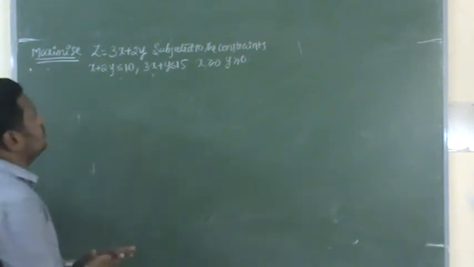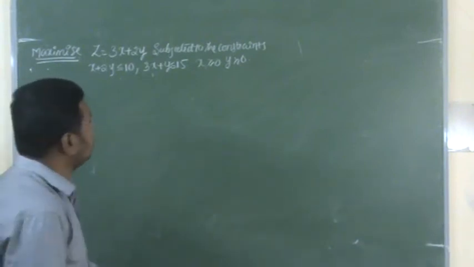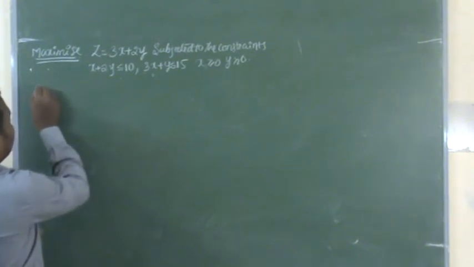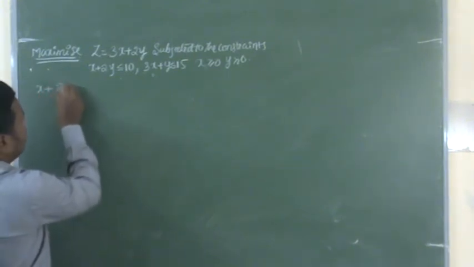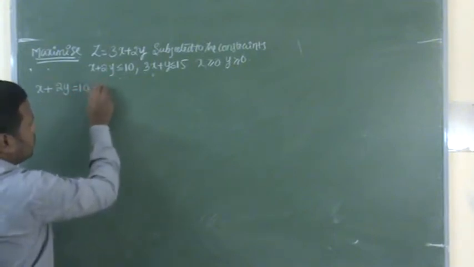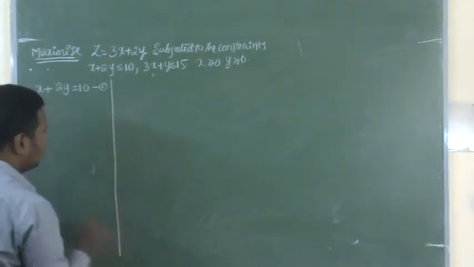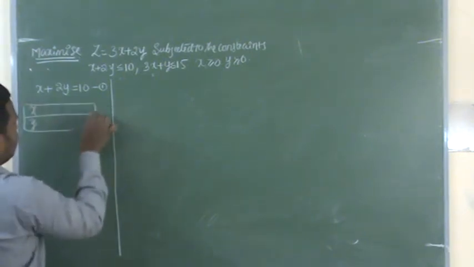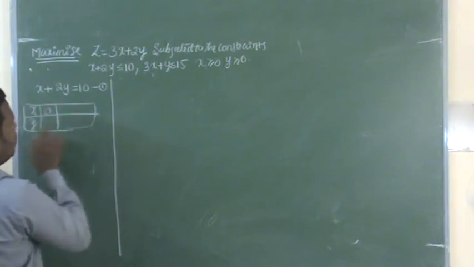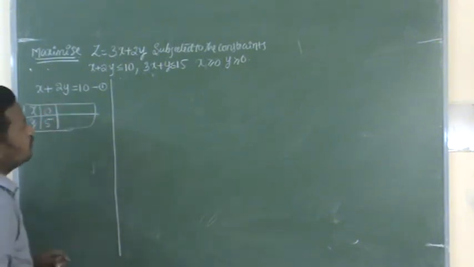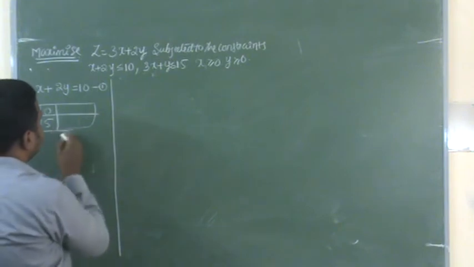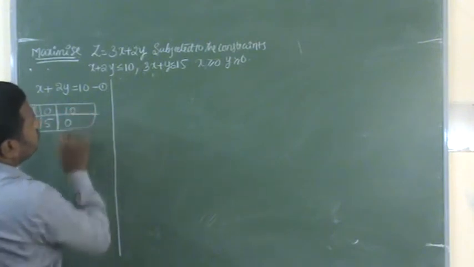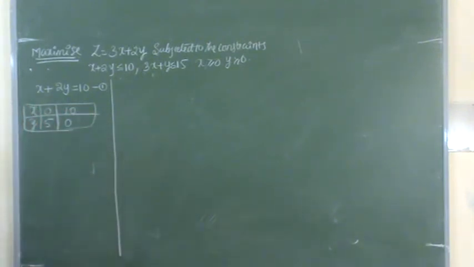Now, same procedure. First take the line x plus 2y is equal to 10. This is equation number 1. When x is equal to 0, the y value is 5, and when y is equal to 0, the x value is 10.